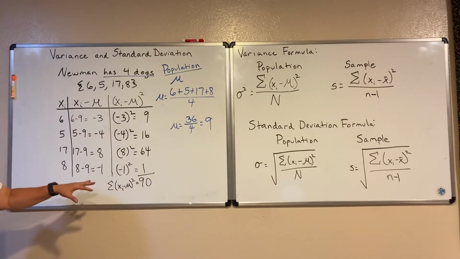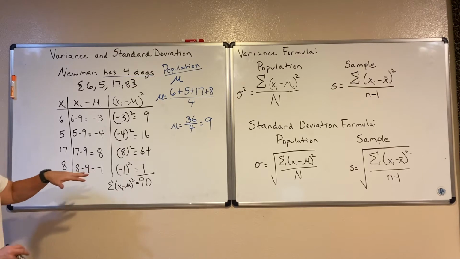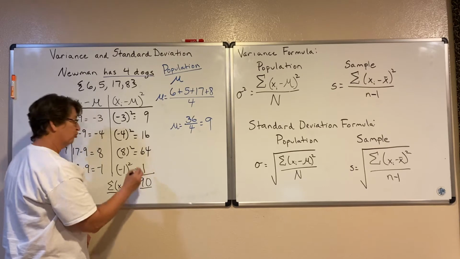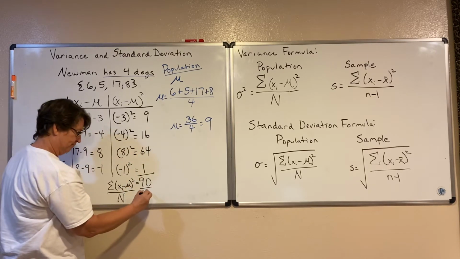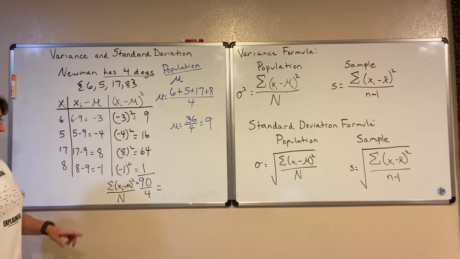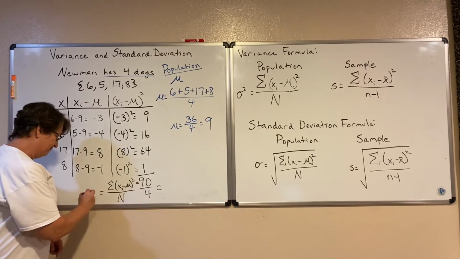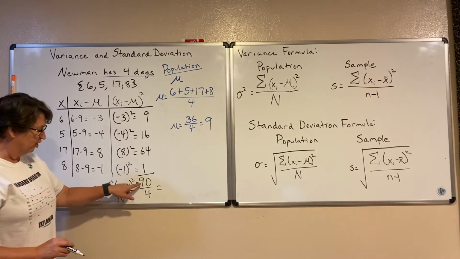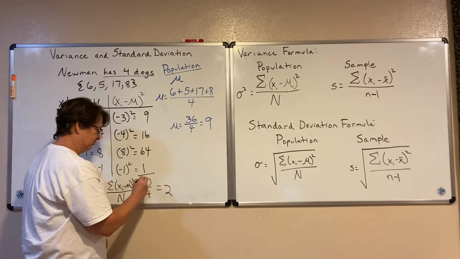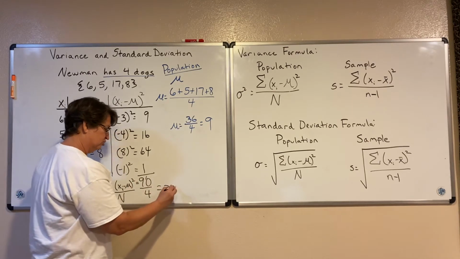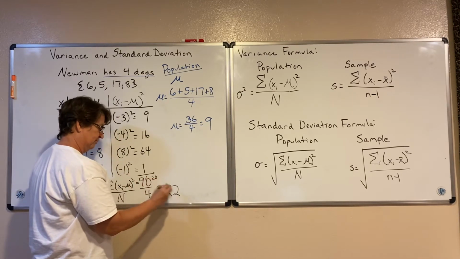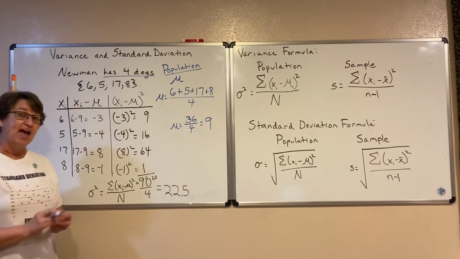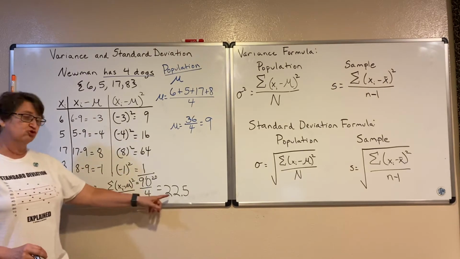Now I'm going to take that and divide it by the total number, which is 1, 2, 3, 4. And that's going to give me my variance. So 4 goes into 9 2 times with 1 left over. 4 goes into 10 2 times with 2 left over. 4 goes into 20 5 times. So the variance of this data is 22.5.